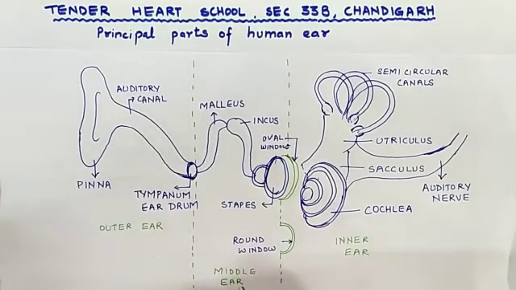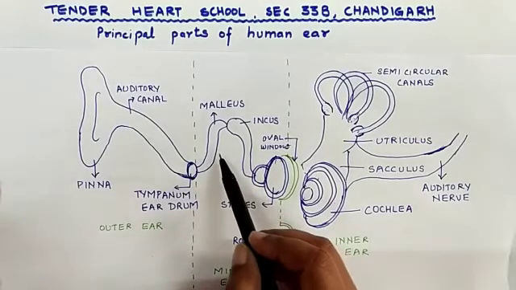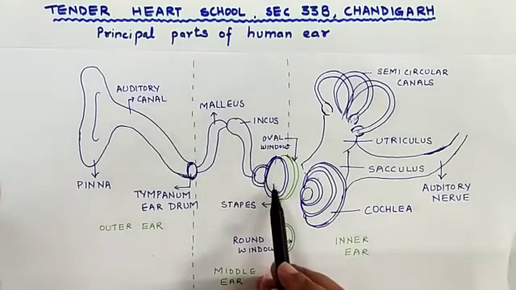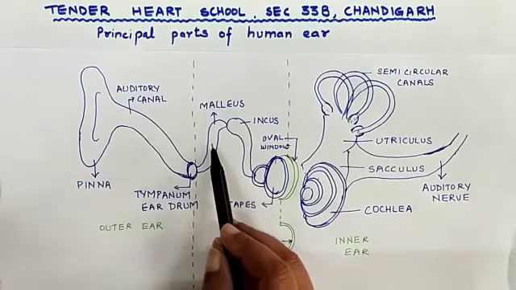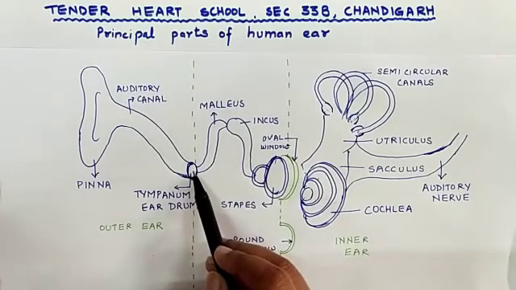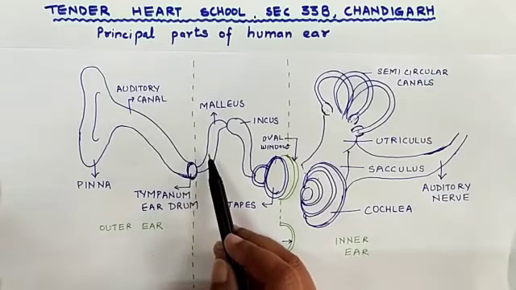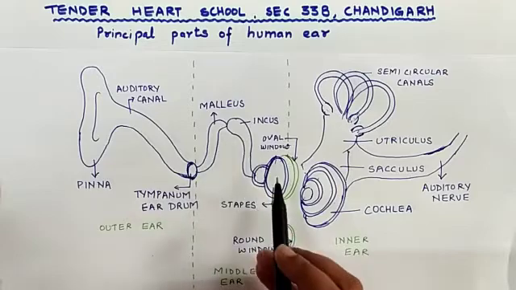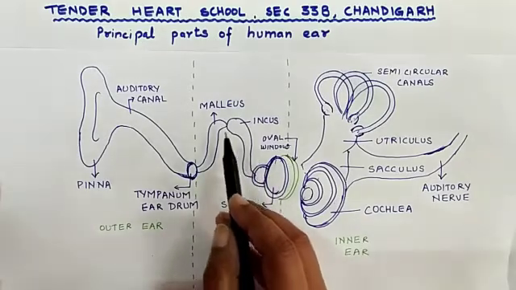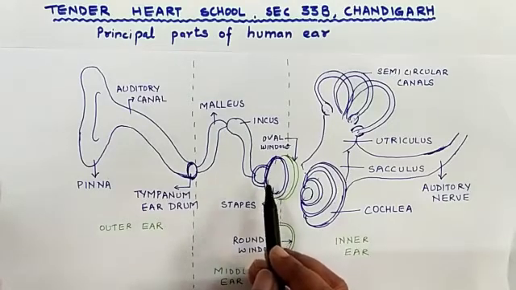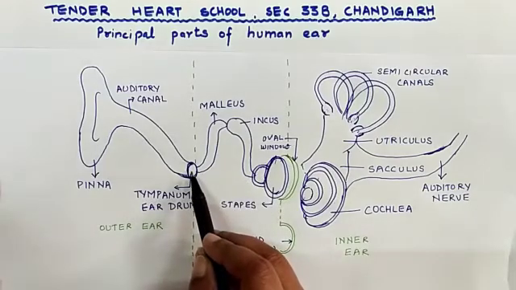Next, the middle ear. Middle ear has three tiny bones, malleus, incus, and stapes. These three tiny bones enhance the vibrations which are received from the tympanum. The positioning of these three bones, which are together called ear ossicles, is such that they enhance the vibrations received from the tympanum.